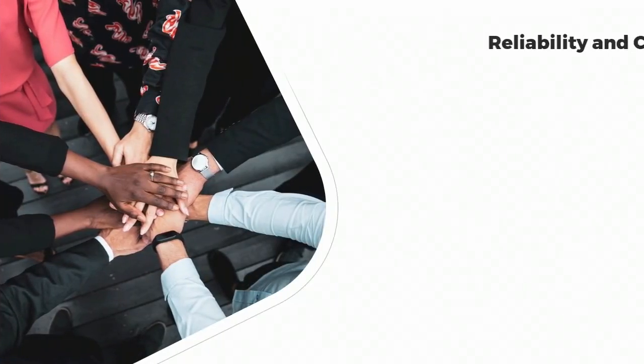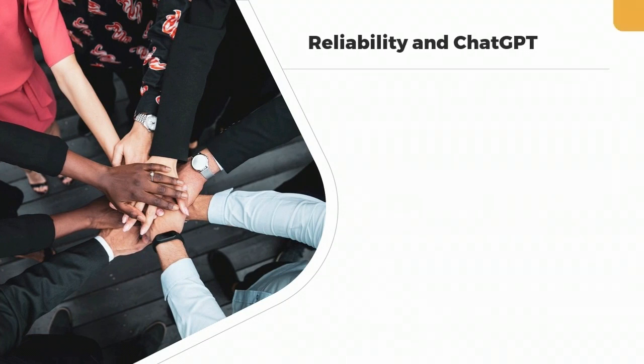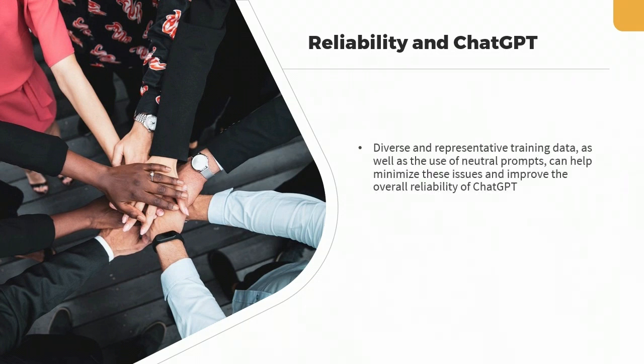In conclusion, ChatGPT is a powerful language model, but like all AI language models, it has some issues that need to be addressed to make it more reliable. We discussed some of the common issues, including hallucinations, flawed explanations, and various biases such as gender, race, age, and socioeconomic status. To reduce these issues, it is important to use diverse and representative training data and neutral prompts. By doing so, we can help minimize the risk of these issues and improve the overall reliability of ChatGPT.